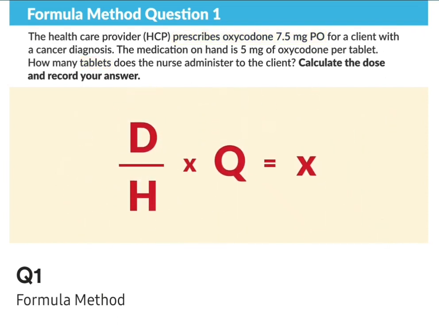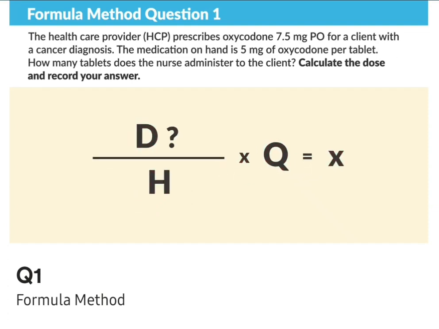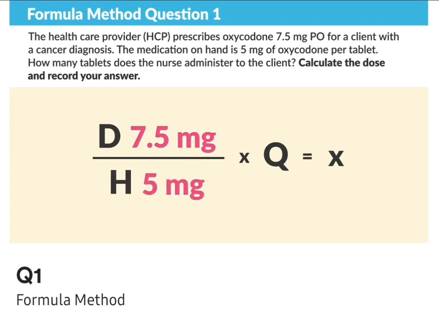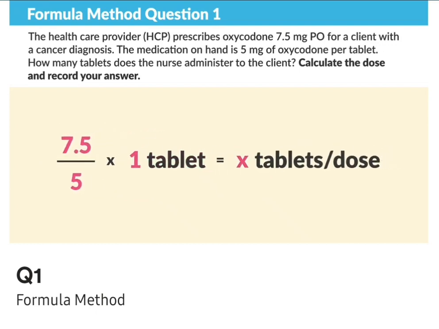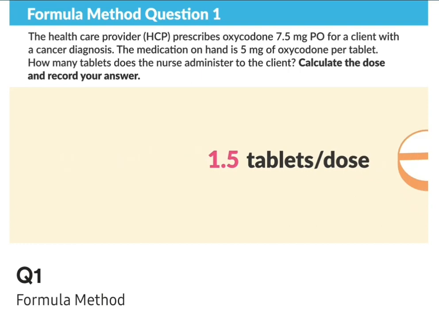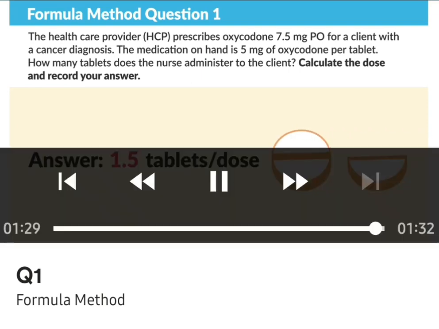Next is to set up the equation, desired over have, or basically the formula method. So remember, D over H times Q, drinks on the house times the quantity. So what is the desired prescribed dose here for the D? Well, the doctor ordered 7.5 milligrams. And what is the dose you have on hand, the H? Well, H is 5 milligrams per tablet. And is the H in the same unit of measurement as the D? Yes, so now we're moving on here. Now for the Q, what is the quantity here? So Q for the H is 1 tablet. So the formula looks like this here: 7.5 over 5 times 1 tablet. So we have 1.5. The correct answer is 1.5 tablets per dose.